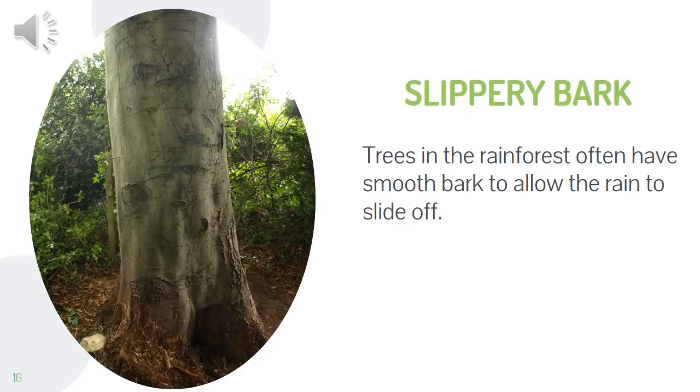A lot of the trees in the rainforest actually have slippery bark. And so this would be to allow the rain to slide down the trunk of the tree, as opposed to the bark that we see out on our trees, where it's a very woody bark and it has lots of cracks and crevices that could collect all of the rain. These trees have a lot of rain, and so they want that rain to slide off and away from the tree, and so they have slippery bark.